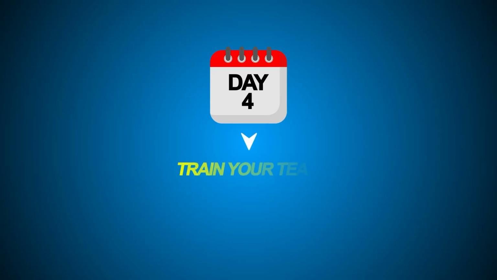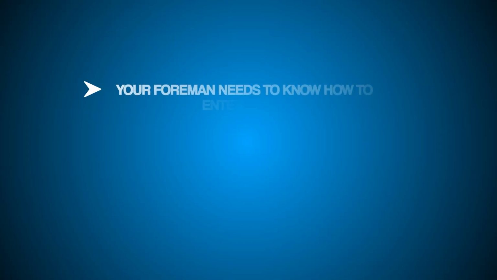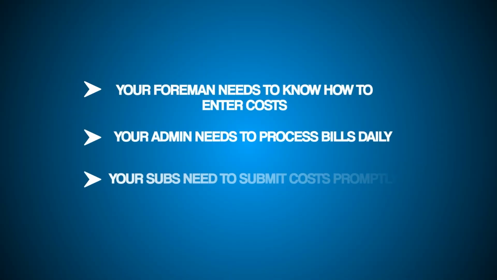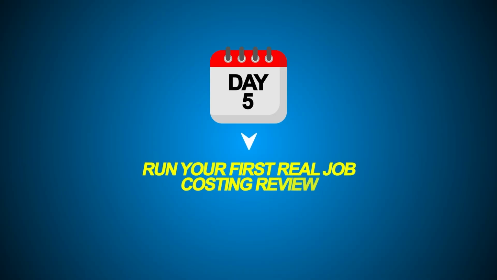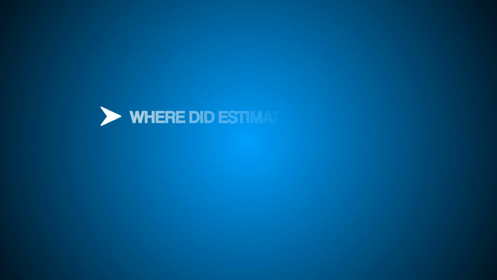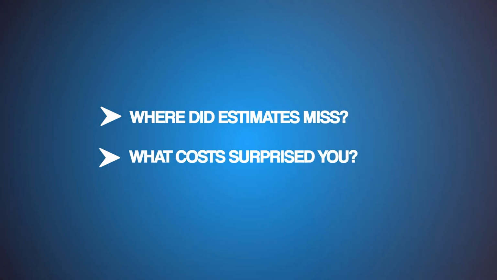Day 4, train your team. Your foreman needs to know how to enter costs. Your admin needs to process bills daily. Your subs need to submit costs promptly. Everyone plays a part. Day 5, run your first real job costing review. Look at every active job, calculate true margins, face reality. Day 6, analyze your latest completed projects. Where did estimates miss? What costs surprised you? Document lessons learned. This isn't a "when I have time" project. This is a drop everything else priority.